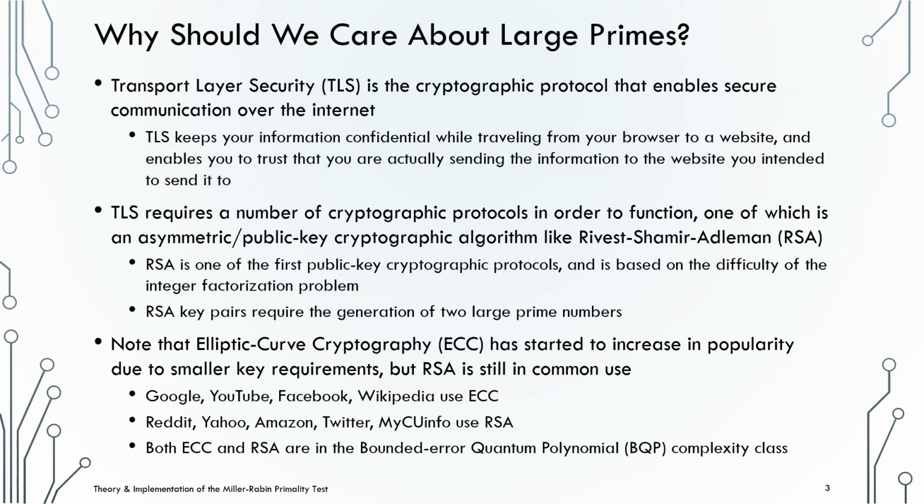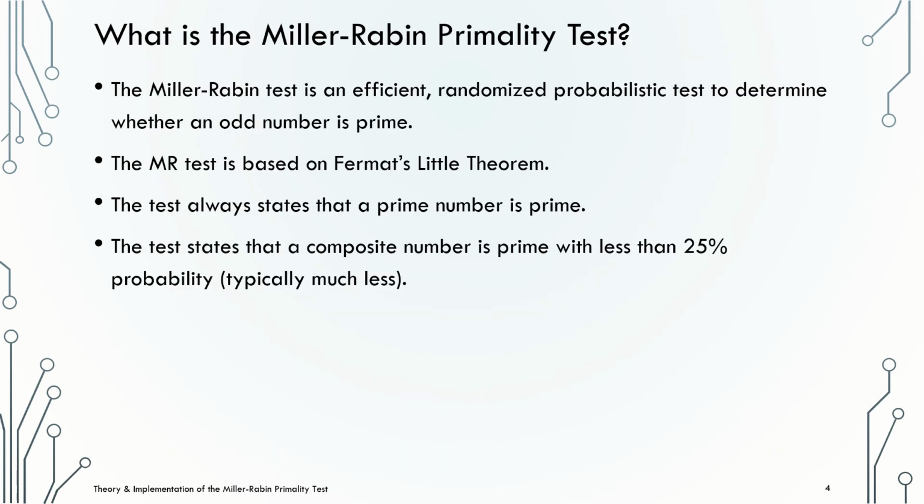Both ECC and RSA are in the BQP complexity class, which means that if a quantum computer is available, Shor's algorithm would break both of these algorithms. Break meaning that they could be solved in polynomial time. Right now, there is nothing that is quantum resistant as far as public key cryptography goes that is used in practice, so that is something to keep an eye on as we move forward.